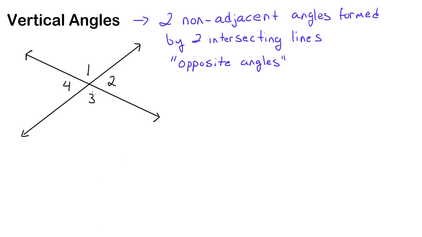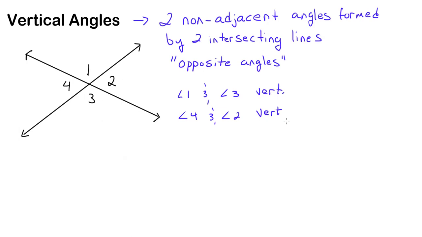So how about 1 and 3? They do not have any common rays, and they are opposite each other. So angle 1 and angle 3 are vertical. And how about angle 4 and angle 2? Angle 4 and angle 2 are vertical. So whenever you have two intersecting lines, you will end up with two pairs of vertical angles.